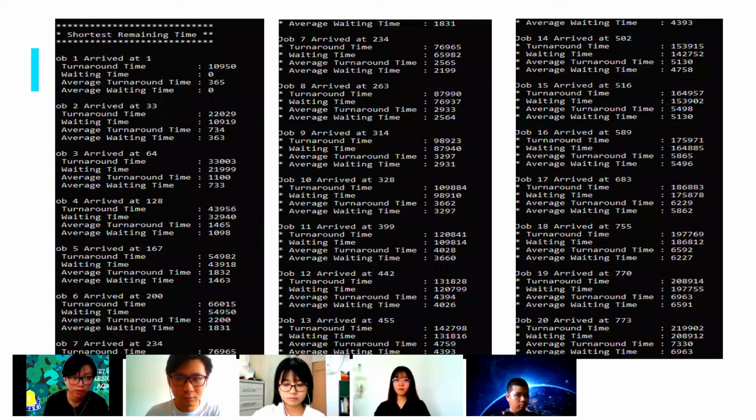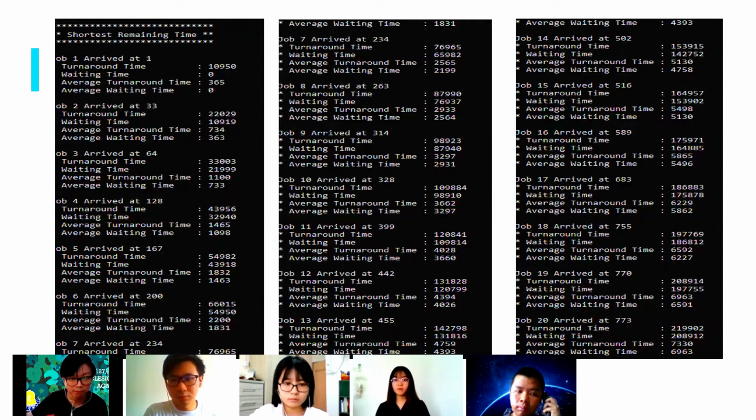So this is the coding for the shortest remaining time. We can see the average turnaround time and the waiting time. We can just ignore the rest, but we have already totaled up: the average turnaround time is 170351 and the average waiting time is 159320. The number of interrupts incurred is 31. So that's all for my presentation. I would like to pass to Mr. Un Veng Wai.